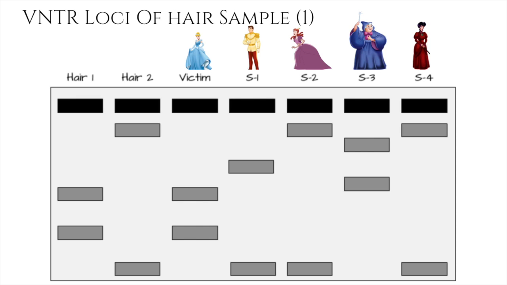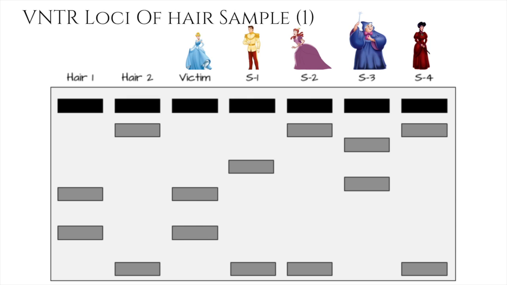First, let's identify which hair belongs to the victim. As we can see from the diagram, hair 1 matches the victim exactly. We can tell this because the bands are in the same spot for each sample. Now that we know that hair 2 belongs to the killer, let's see which one of our suspects matches the best. Suspect 1, Prince Charming, has 1 band towards the bottom that matches the hair, but the top band doesn't, so he can be excluded.